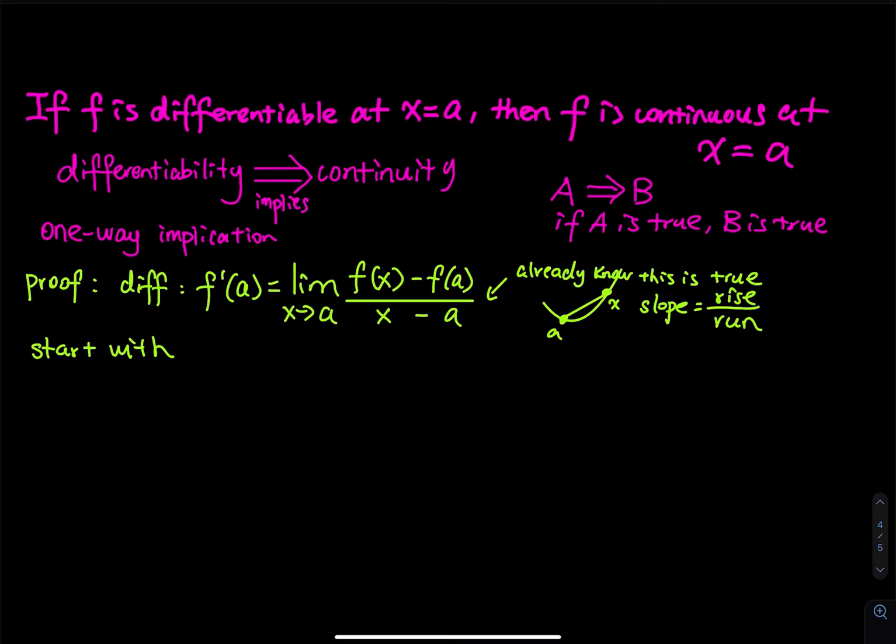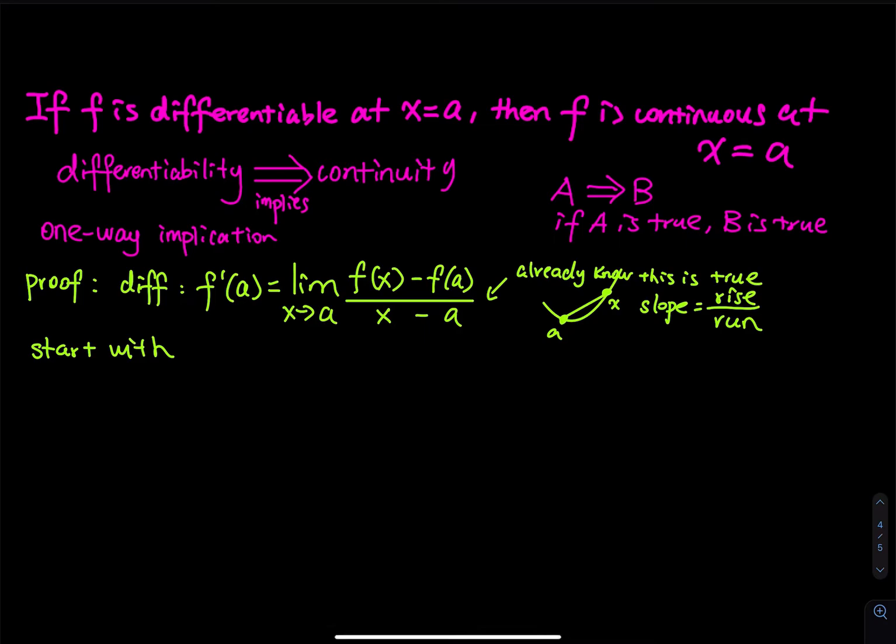Here is a theorem that we have to prove. The theorem is: if the function f is differentiable at x equals a, then the function f is continuous at x equals a. This type of statement is a one-way implication. The implication is differentiability implies continuity. You can use this one-way arrow symbol, which means implies.